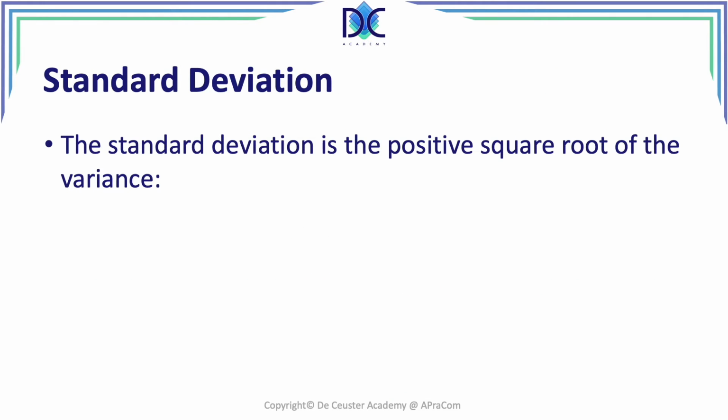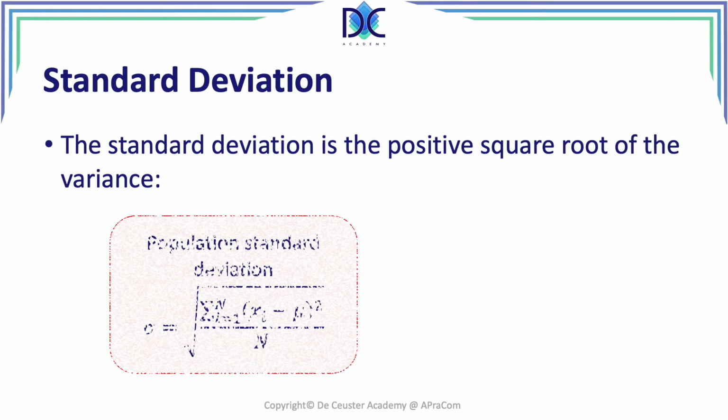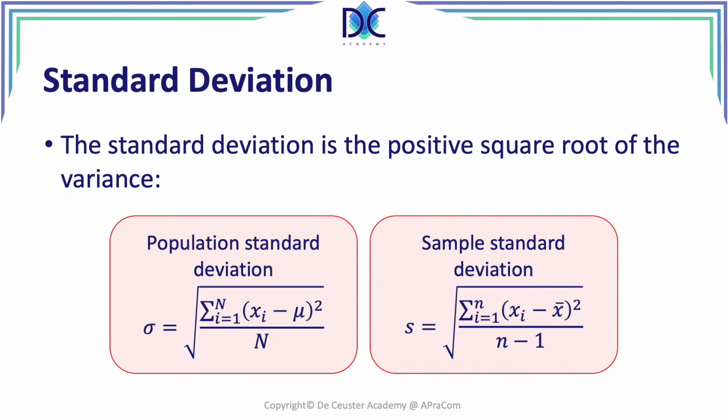We define the standard deviation, and the standard deviation is the positive square root of the variance. For the population standard deviation, we have the variance sigma to the square, and we take the positive square root of this variance. The same thing we do for the sample standard deviation: we take the sample variance, s to the square, and we take the positive square root. So basically we now have what we call the standard deviation, either from the population or from a sample.